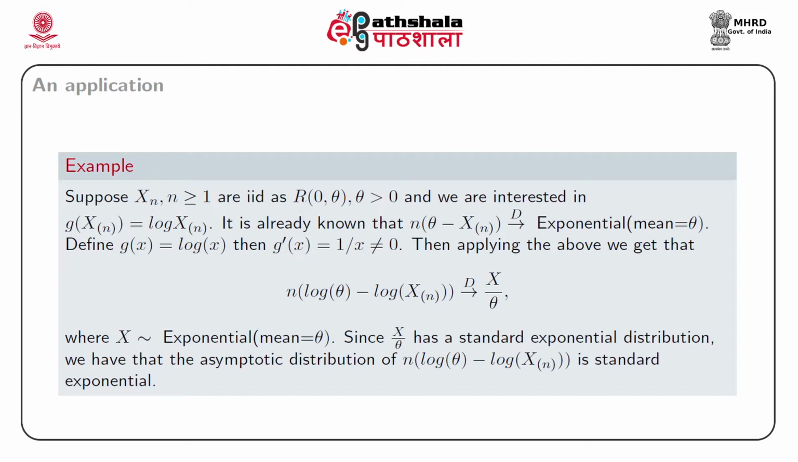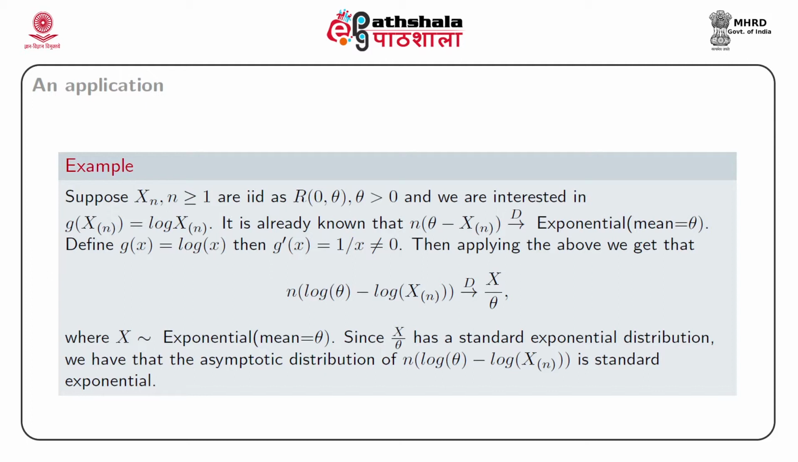which is not equal to 0 at θ because θ is assumed to be positive, we can apply the delta theorem of the first order, and we get that n times (log θ minus log X_(n)) converges in distribution to X divided by θ, where X has an exponential distribution with mean θ. Since for an exponential random variable X, X by θ has a standard exponential distribution, the asymptotic distribution of n times (log θ minus log X_(n)) is standard exponential.